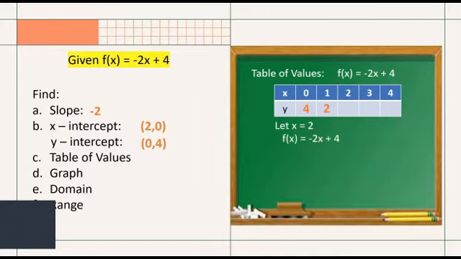Write the given function again. Then y equals negative 2x plus 4 to get the value of y. Then substitute x as 2: y equals negative 2 times positive 2 plus 4. Then simplify: negative 4 plus 4 equals 0. If x equals 2, our y is 0. Let x equal 3.